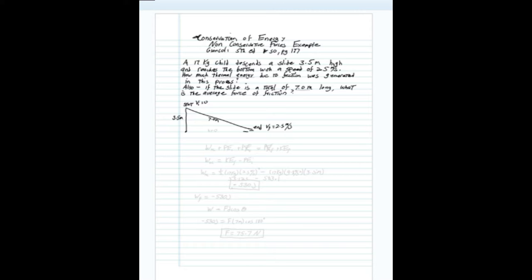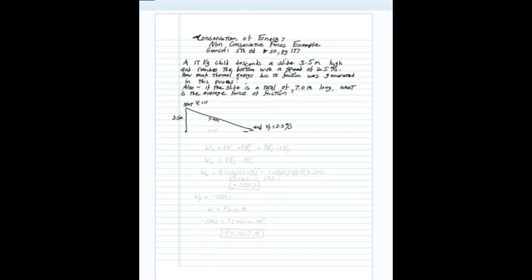And then I added a second part to the question that wasn't in the book. Also, if the slide is a total of 7.0 meters long, what is the average force of friction? Okay, so since we have a changing of height in this example, and they're asking about energy, we're going to use the law of conservation of energy.